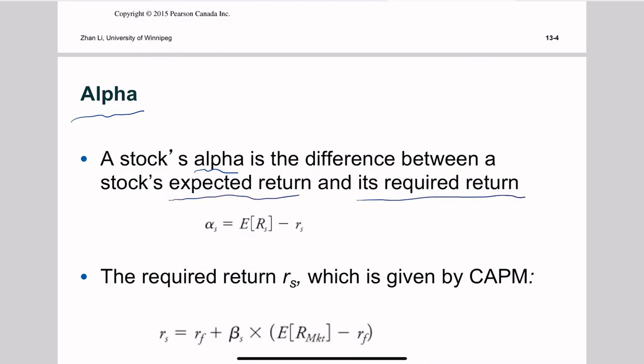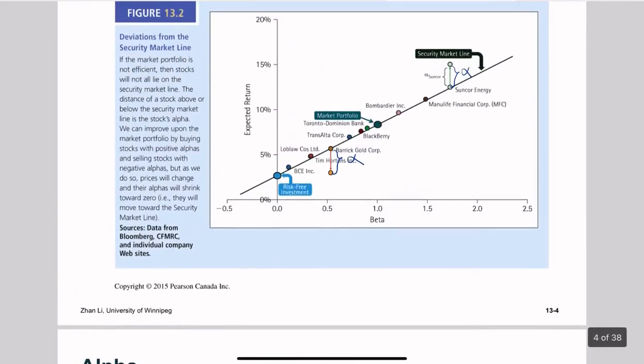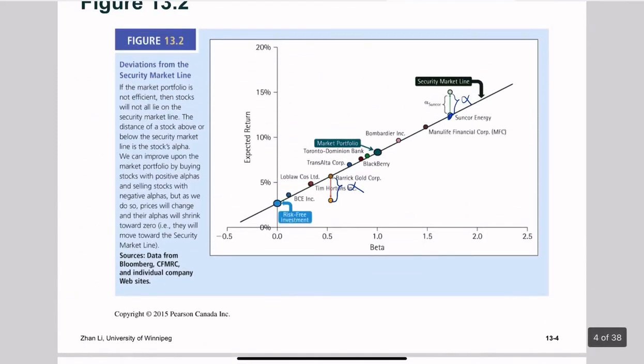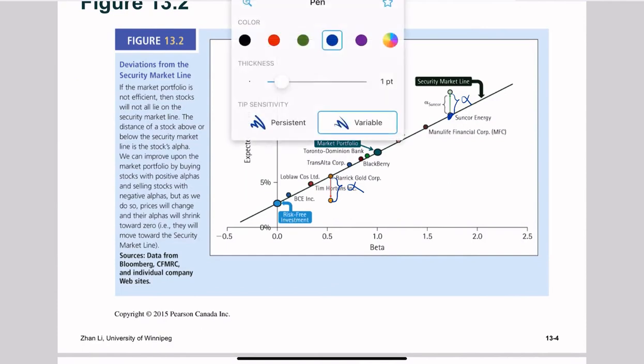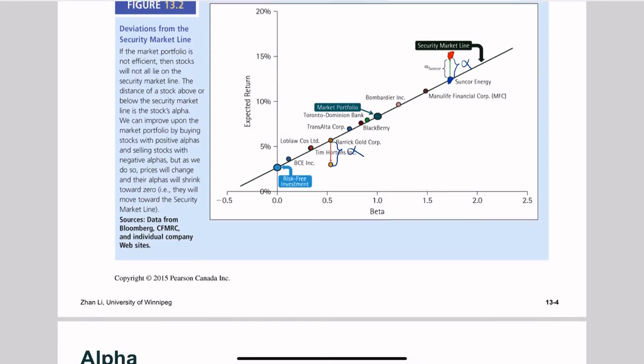What is the required return? Well, it's just the return given by CAPM. So you can see that this one here is the return given by CAPM. This one on the top is the expected return. So the difference here gives you alpha. Now, after introducing alpha, we could summarize the first section's result as follows.